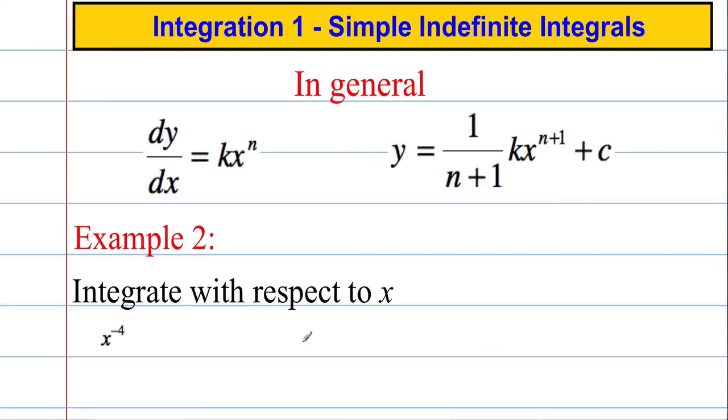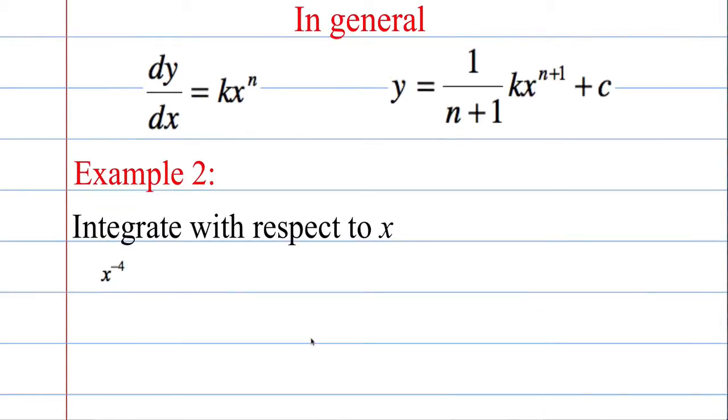Let's do another example. So here we're increasing the power by 1. I will be the integral of x to the power of negative 4, and we're going to integrate with respect to x. That's what this dx means. We're integrating with respect to x.